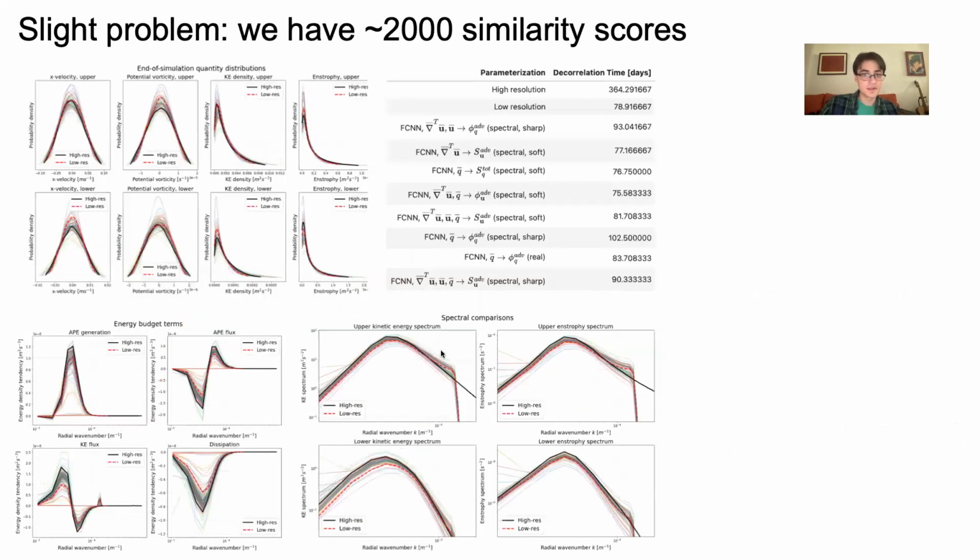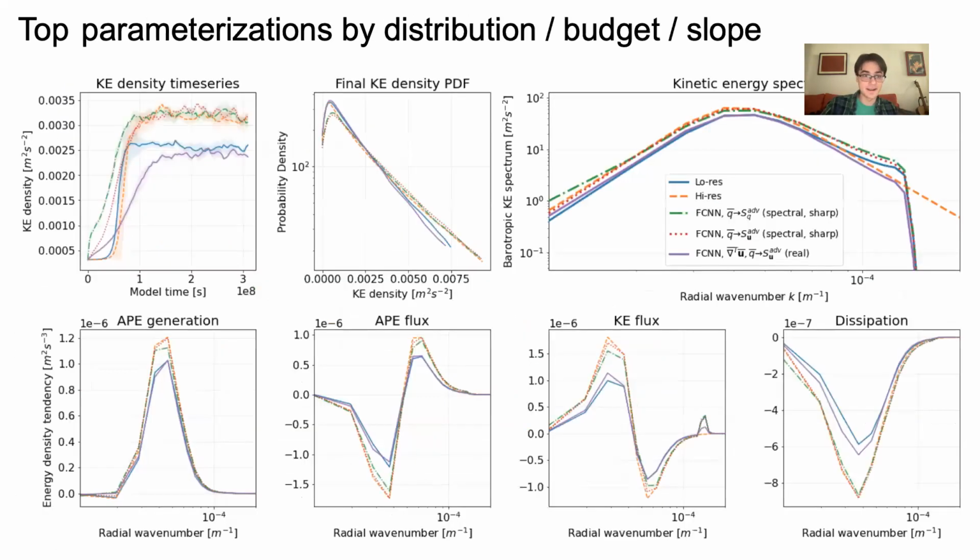Great. So between all our models and all our scores, we've got 2,000 similarity scores. I had a hard time figuring out how to parse through this and find a nice way to visualize it. We could look at the top parameterizations by different categories of metric. I've done that here and, yeah, some of the models do really well.